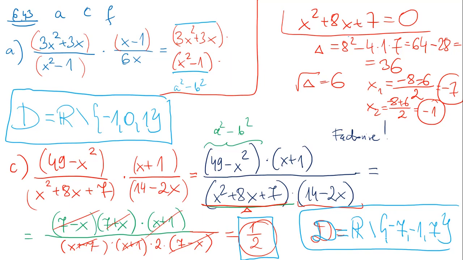So very nice example, because we needed to use 3 methods. We used taking a number in front of the brackets. Then we used the multiplication rule for a squared minus b squared. And we used delta. So we used 3 different methods for factorizing. So very good example to see how we can use all different methods.